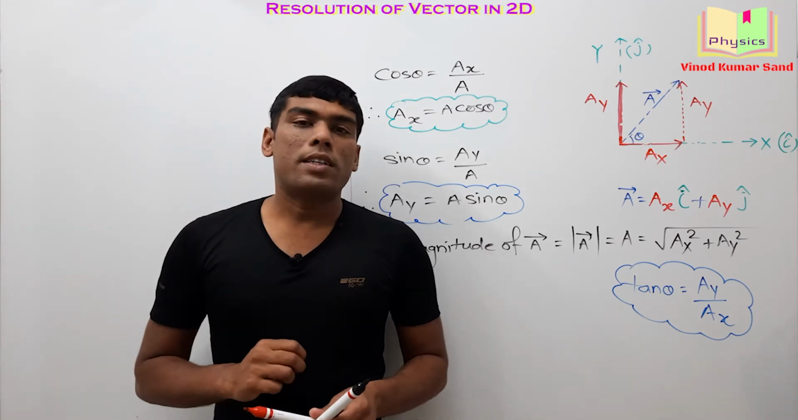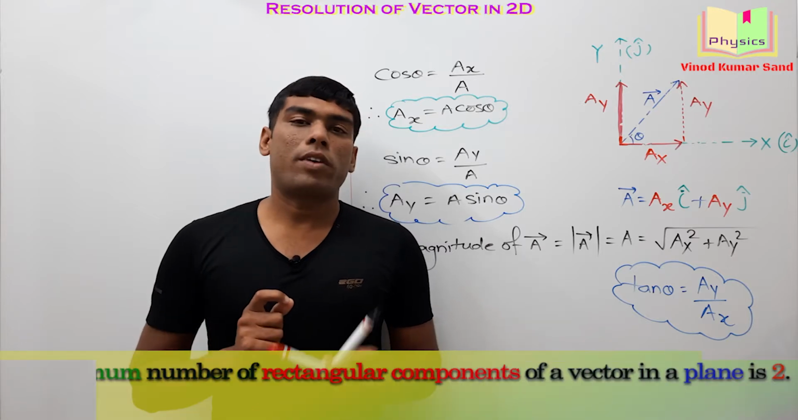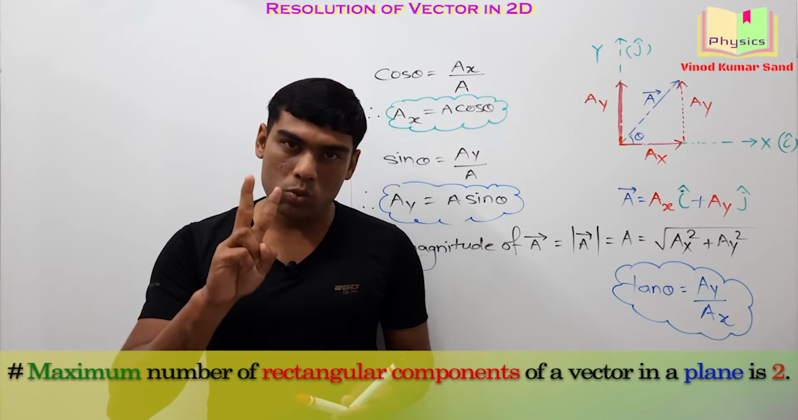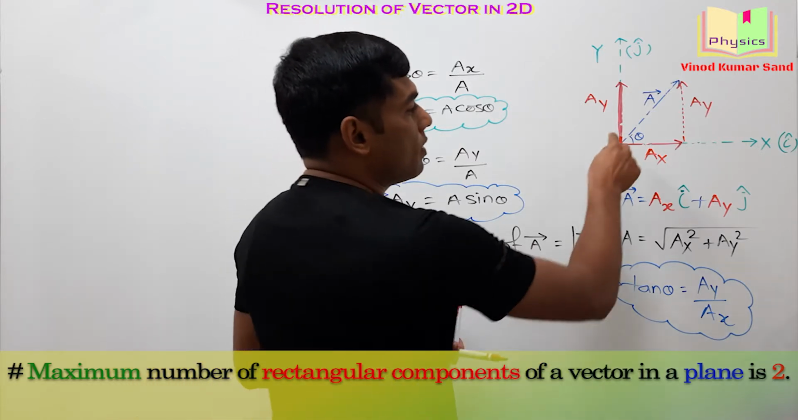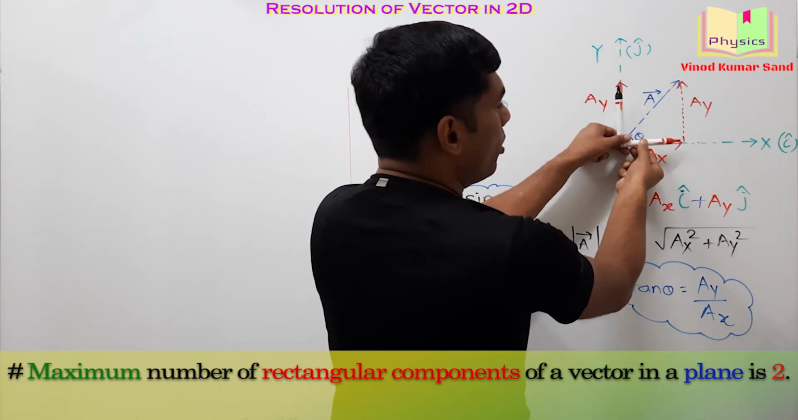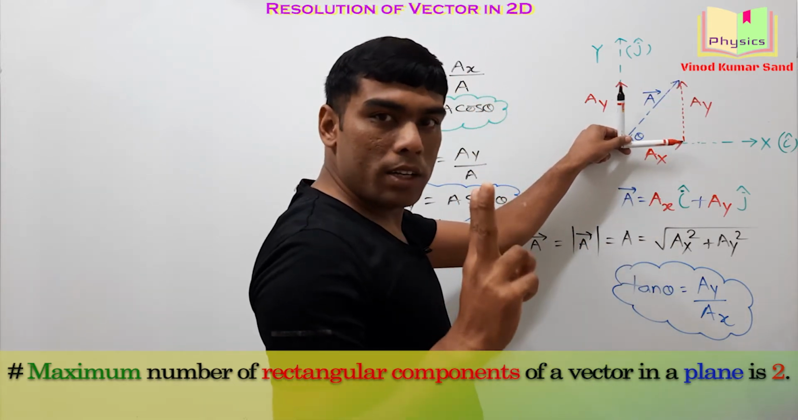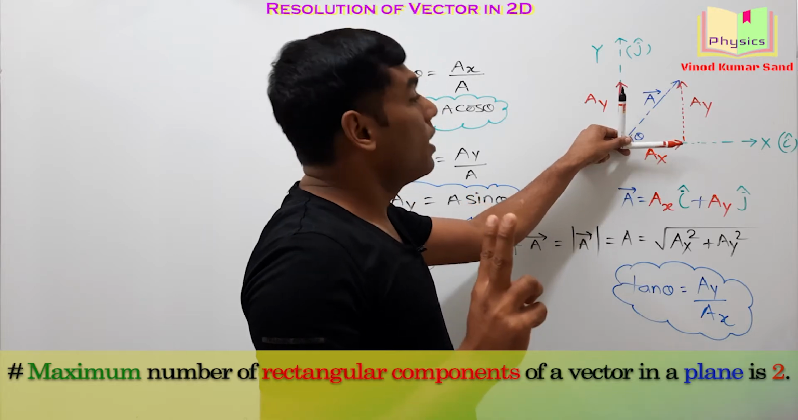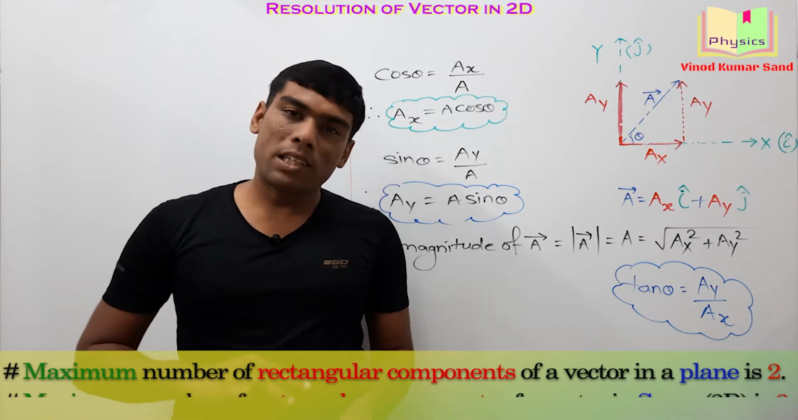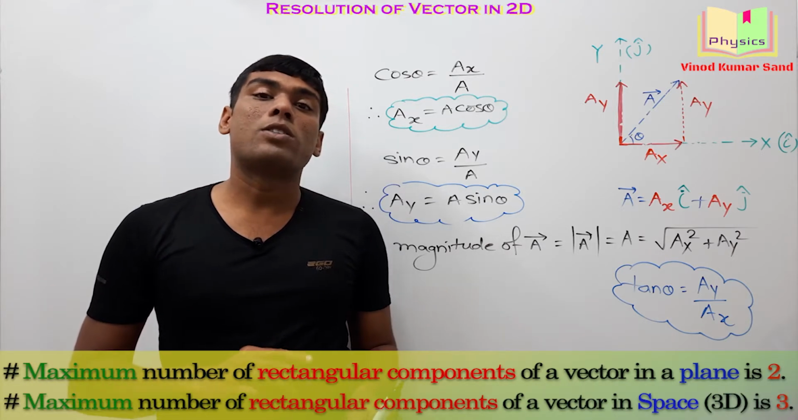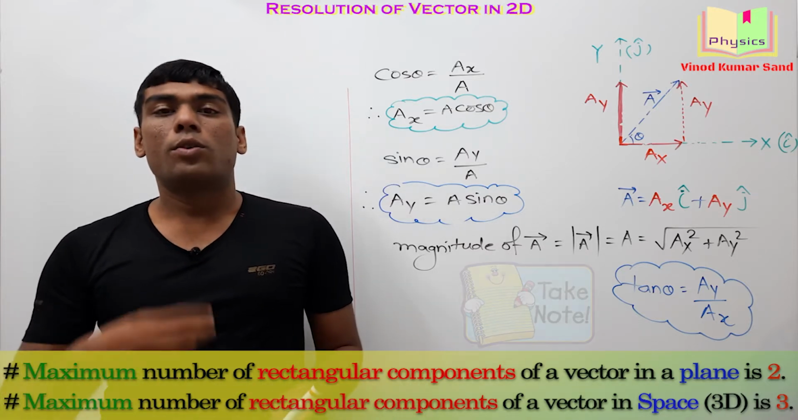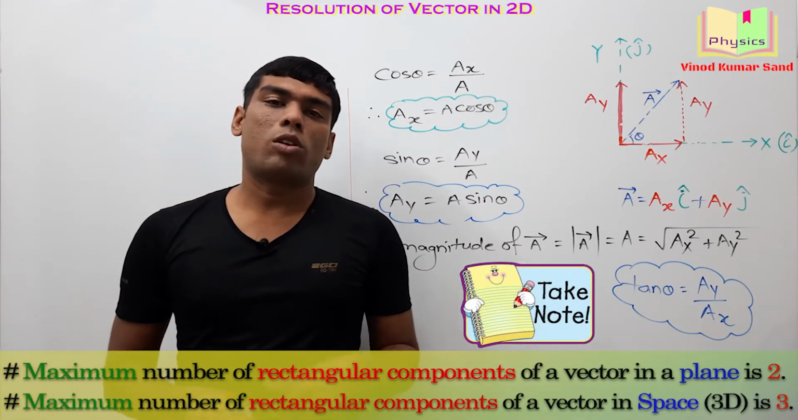Third important point, the maximum number of rectangular components of a vector in two-dimensional space is 2. What does it mean? This is a vector. And for this given vector, how many rectangular components do we have in this diagram? Only 2. Getting it? And if we talk of the 3-dimensional space, then the maximum number of rectangular components will be 3. Okay, note it down. We'll see it in 3-dimensional resolution of vector.